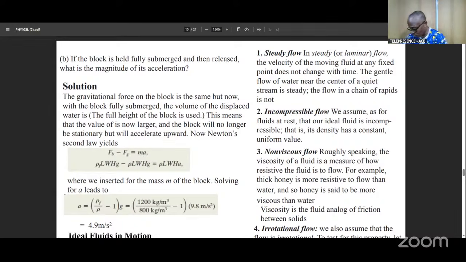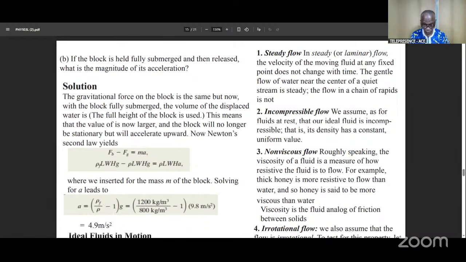By the time you put maybe an obstacle in the stream flow, you have created a kind of barrier. You allow the fluid to be agitated at that point. But if there's no obstruction, the fluid just moves easily. You see, that's a laminar flow or a steady flow. So gentle flow of water near the center of a stream is steady. The flow in the chain of rapids is not. Okay? We had something making it rapid, and we are not talking of a steady flow.